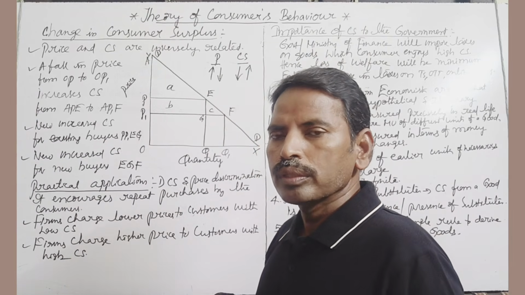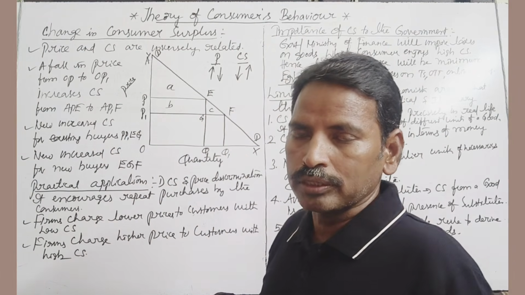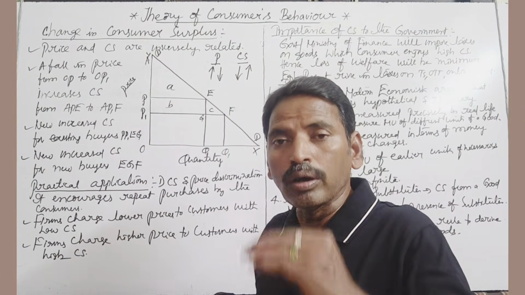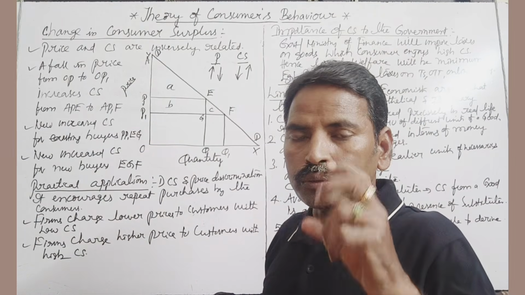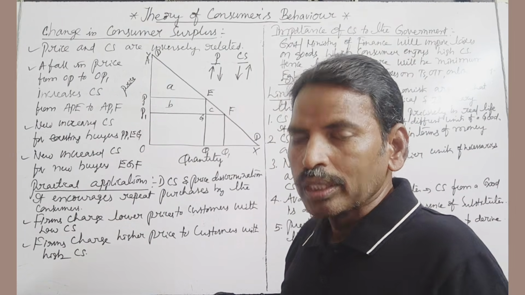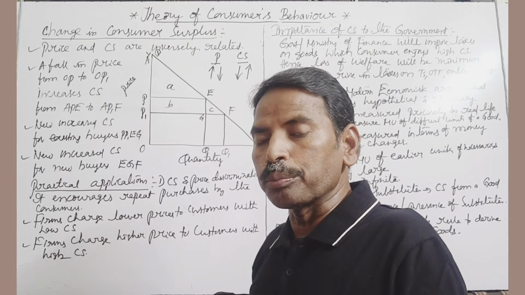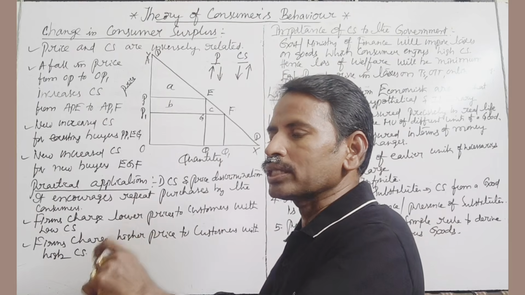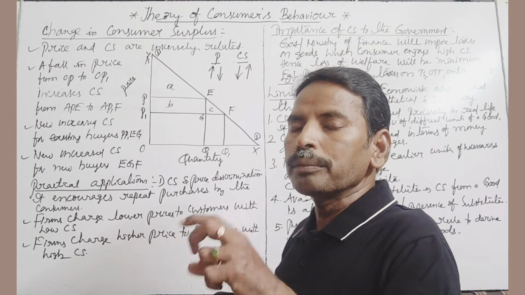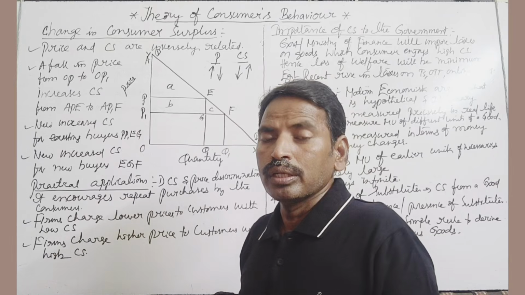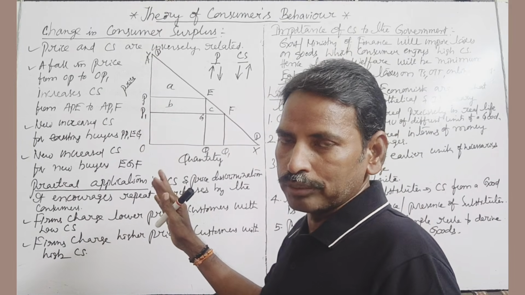In this video, I am going to explain the change in consumer surplus on account of a fall in price. Consumer surplus is equal to what a consumer is ready to pay minus what he actually pays. Consumer surplus is equal to willing price minus actual price. Consumer surplus is equal to marginal utility minus price.